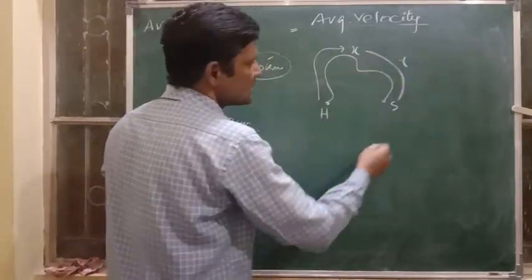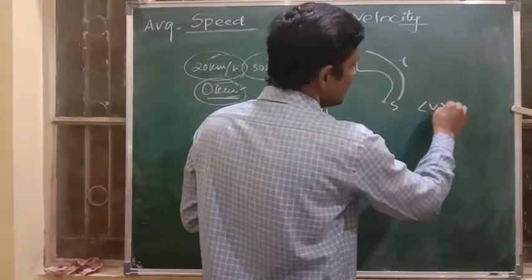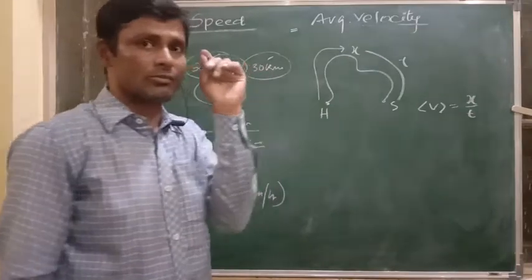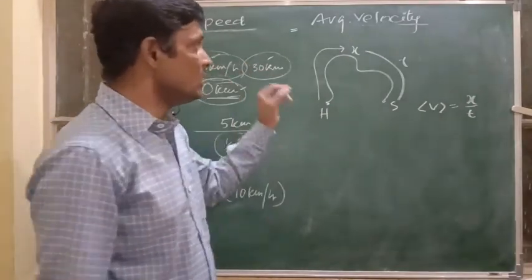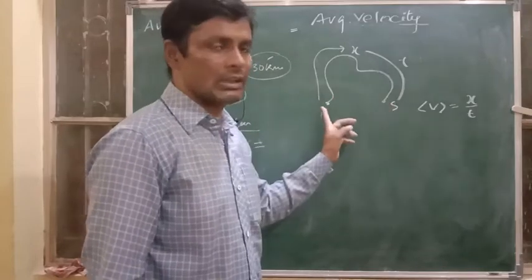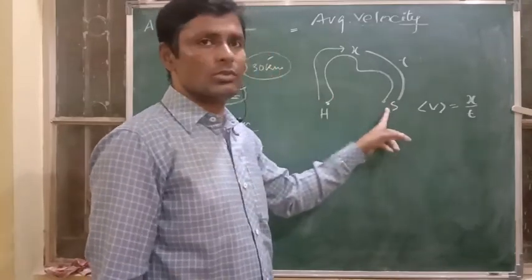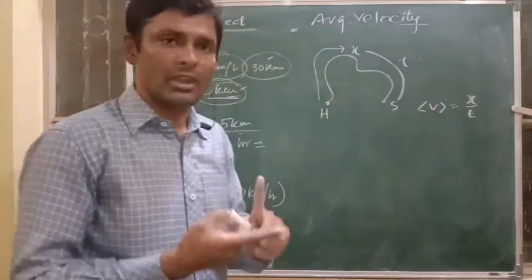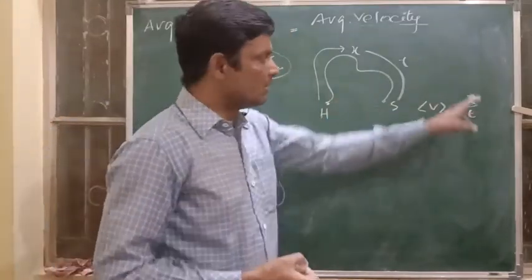Then your average speed will be x by t. So first of all, to find the average speed, you need to calculate the total path length from your home to your school. So the total distance is x and the total time you take every day is t, and that will be divided.